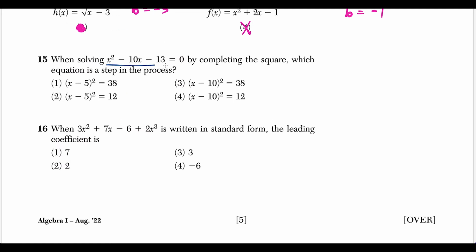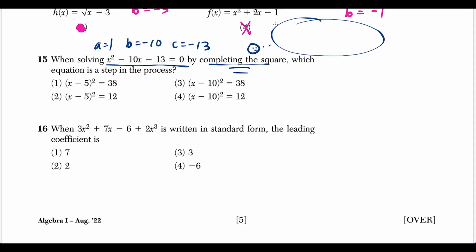Question 15, when solving this quadratic equation by completing the square, which equation is the step in the process? Now, when you are completing the square, one of the big techniques that you need to know is you're going to take half of the b term and you're going to square it. So that's the first thing I do kind of in my head: I take the b term, negative 10 in this case. I'm taking half of it and then squaring it. Now, half of negative 10 is negative 5. And when we square that, that's going to give us positive 25.